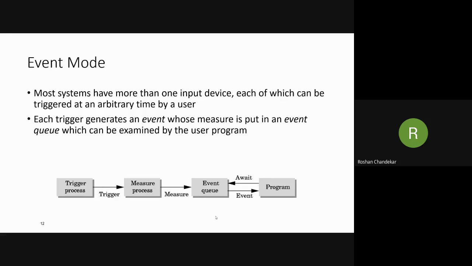Each trigger generates an event whose measure is put in an event queue, which can be examined by the user program. What does it do? It generates an event queue when we press or trigger a button. So look at the diagram here. The trigger is processed, the measure is processed, the event goes in the queue, goes to the program, which waits for an event, and then when the event comes from that trigger, the operation is performed on that particular event.